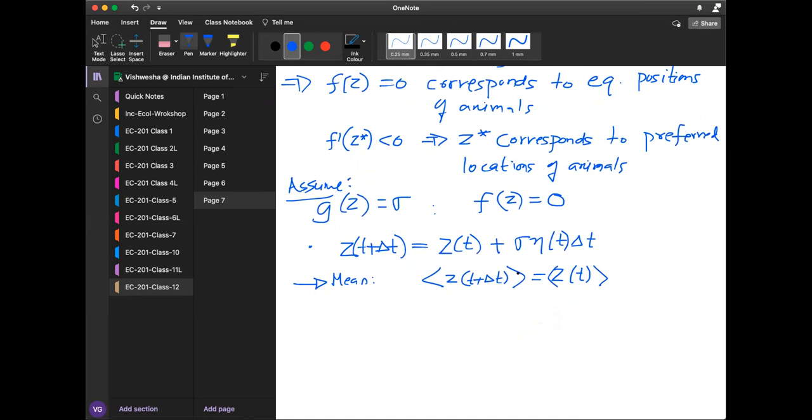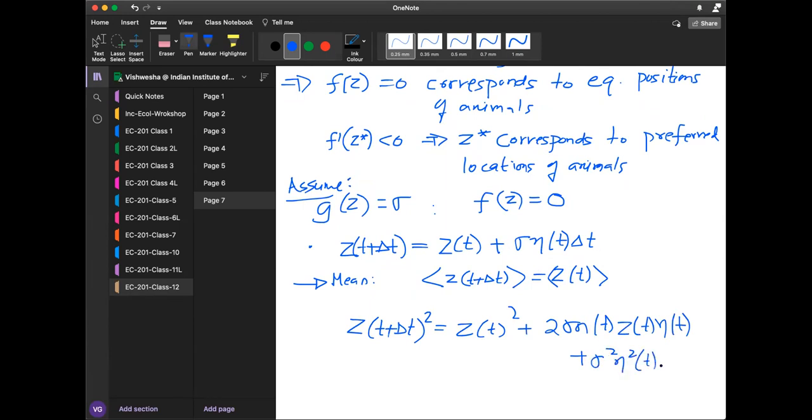Let us do the variance of this entire expression, okay? What do we get in such a case? Z of t plus delta t whole square is equal to z of t whole square plus 2 sigma eta t. I hope I'll get this calculation right. It's a bit non-trivial. And then the square of this entire thing: sigma square, eta square, delta t square. Is it fine?